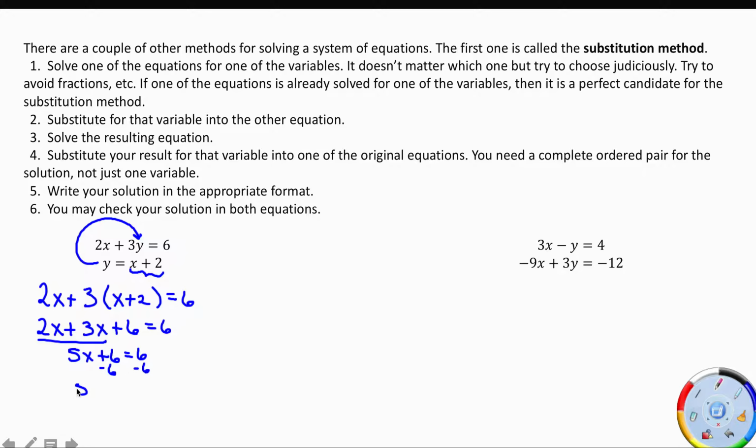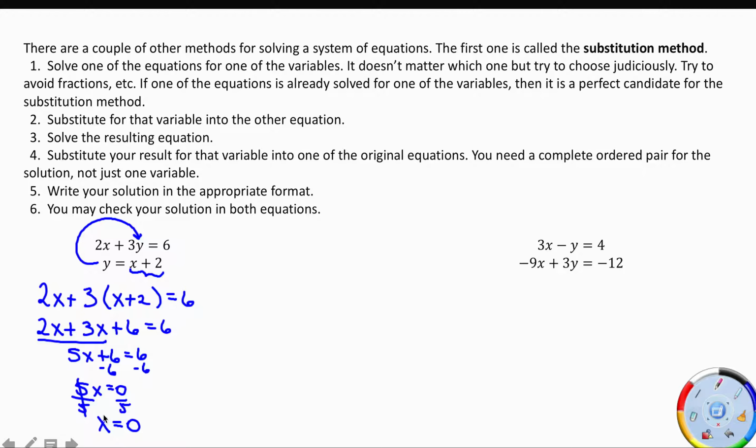Subtract 6. 5x equals 0. Divide by 5. X equals 0. But don't forget, I've got to have an x and a y.